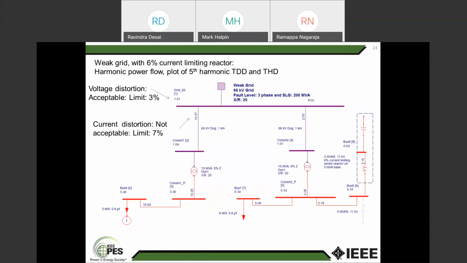Earlier ISC by IL was 157, but now ISC by IL is less. Corresponding to that, the current distortion is not acceptable. Voltage distortion is still acceptable, 1.01%, but the acceptable voltage limit is 3%, therefore it is still acceptable. Now what will happen? This current distortion is not acceptable.